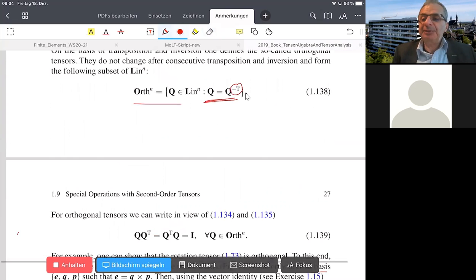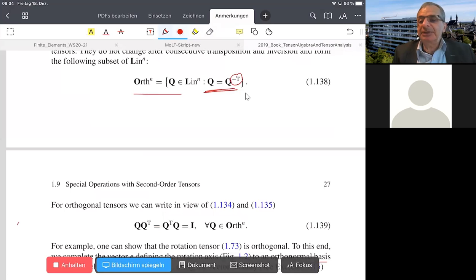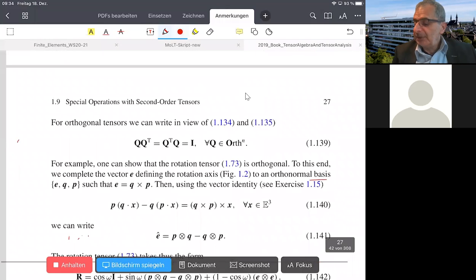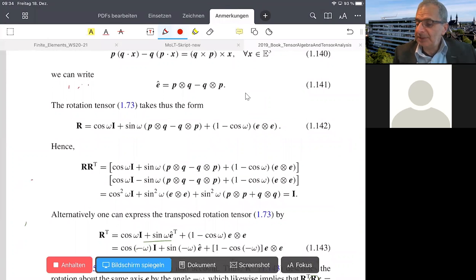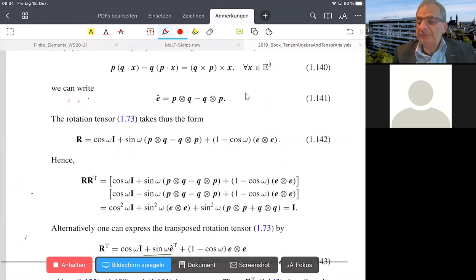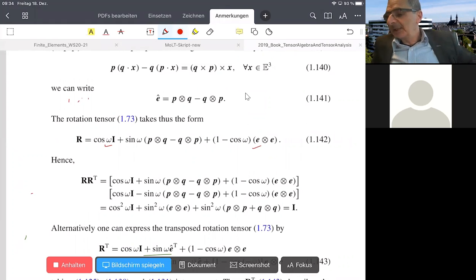These tensors are very important also in continuum mechanics, we will discuss with you. They describe both rotations and reflections from the planes. And here we proved with you last time that rotation tensor defined in this form. Remember, we expressed this rotation tensor in terms of this rotation angle omega and unit vector E in the direction of this rotation axis.